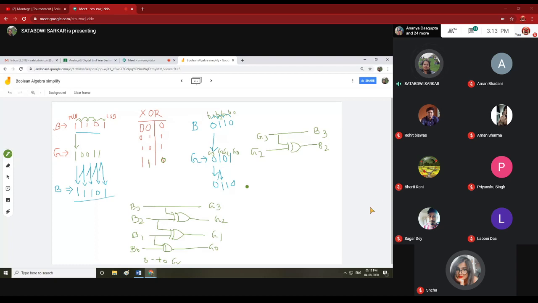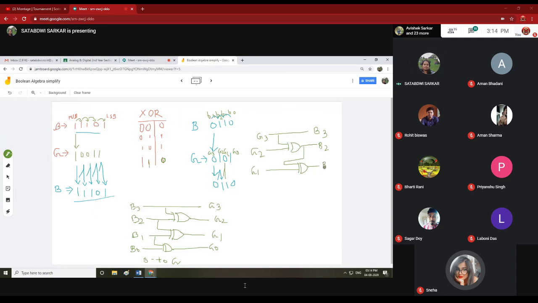Now here is the change with this circuit because this is the result. This one is the result of G2. So this result is XORed with this third input. Okay. So if G1 is the third input, this will be XORed with this output. This is the basic change. Number of gates are same, but designing is quite different.